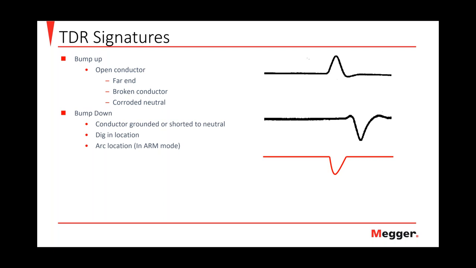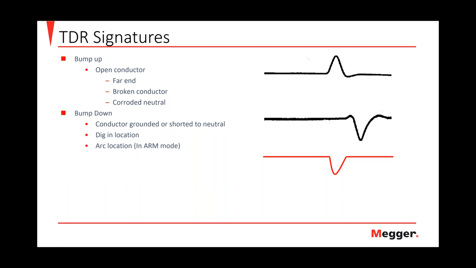We could also see a bump down. We can see these for a couple different reasons. Essentially it's a lowering of the impedance at that point. And that can mean either the conductor is grounded on that far end, or it could be shorted to the concentric neutral or tape shield. This often occurs in dig-in locations. So maybe someone with an excavator dug up a piece of line. Now that concentric neutral is making metal on metal contact with the center conductor.